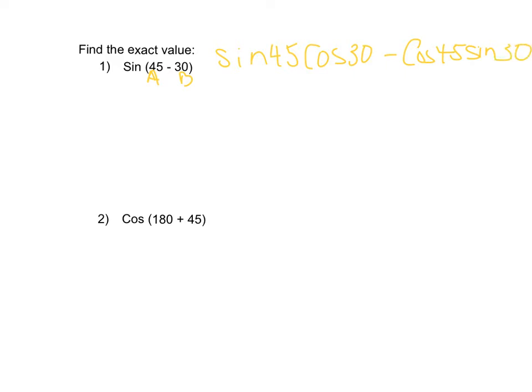So now all I have to do is figure out what sine of 45 is, what cosine of 30 is, and so on. So I'm going to just write the triangles in here for this one. The 45, 45, 90 goes 1, 1, radical 2. My 30, 60, 90 goes 1, 2, radical 3. I just happen to put them in those spots.